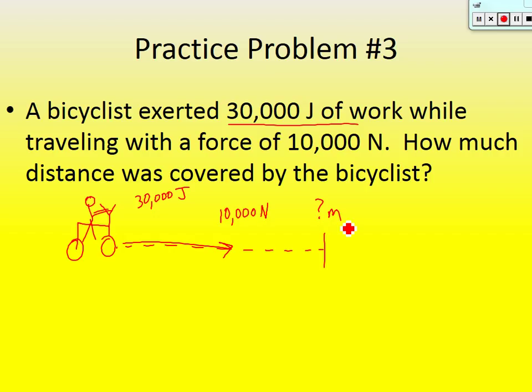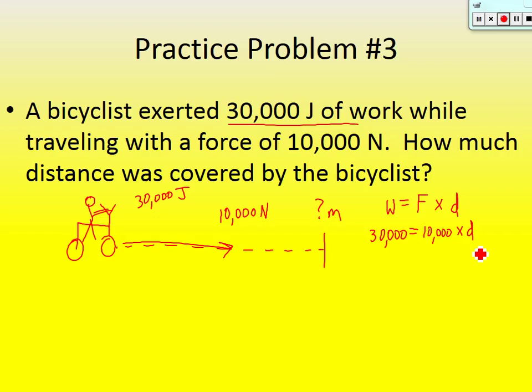Okay. All right. Well, we know we have joules and we have a force and it wants distance. So there's an equation, the work equation, which has all of those values in it. Okay, so let's write down the equation for work. It's a force times a distance. The work in this case, whenever you see joules, that's an energy value. That's the amount of work that was done. So 30,000 goes in for work is equal to, the force here was 10,000, and we're going to times that by distance.